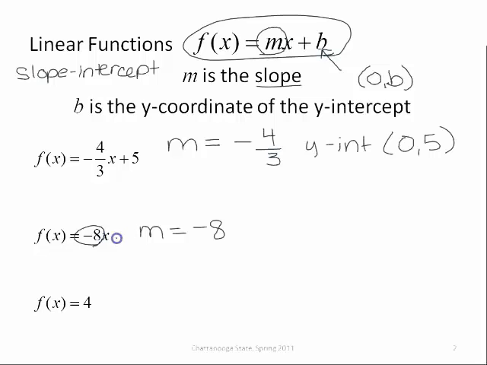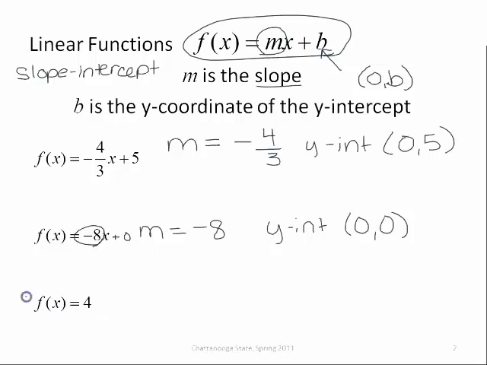Now, I don't see a plus b part out here beside that. It's almost like you have a plus 0 there. So in this case, my y-intercept is the point 0, 0, because my value for b is 0. So that means this line is going to go through the origin.